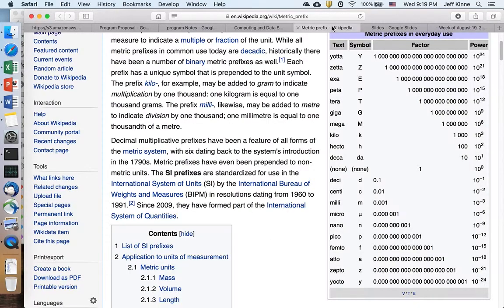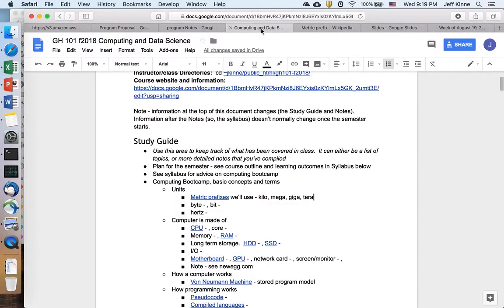If we look over here on the metric prefixes, kilo has a prefix of K, so that's 1,000, mega 1 million, giga 1 billion, tera 1 trillion. So those go up in powers of 10, 10 to the third, or powers of 1,000, multiples of 1,000. All right, so those are the ones that you need to know.